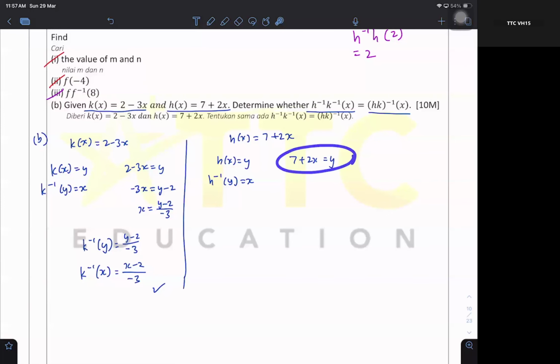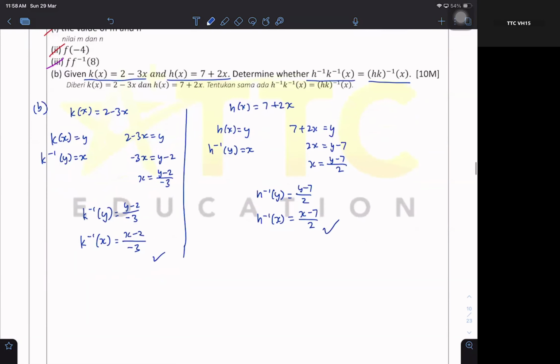Then the other side, our job is to find x. So 7 bring over becomes minus 7, times 2 bring over divide 2. Then once you found the x, you take this and this and join them together. So you see, this is how you do inverse, okay? And then last, you change the y into x. Okay, so now we can answer the question.